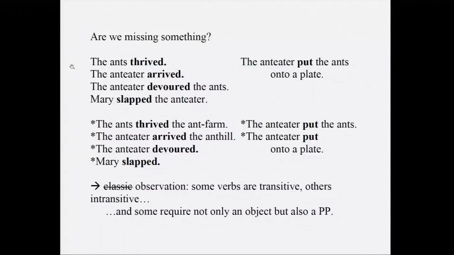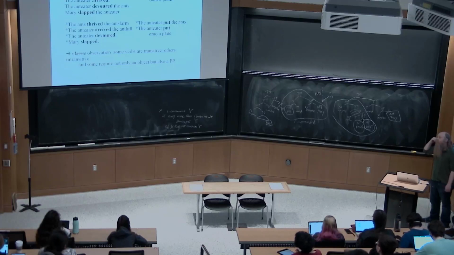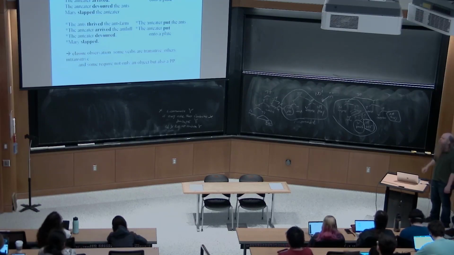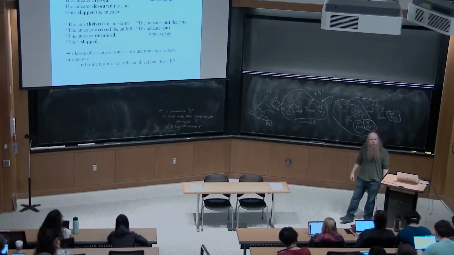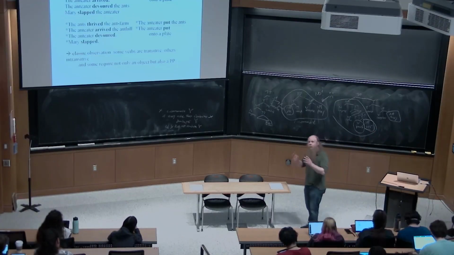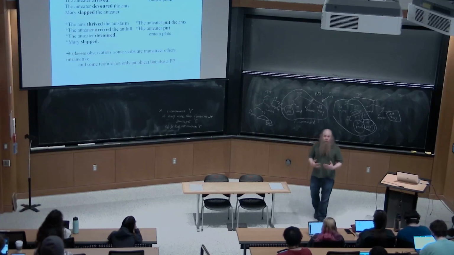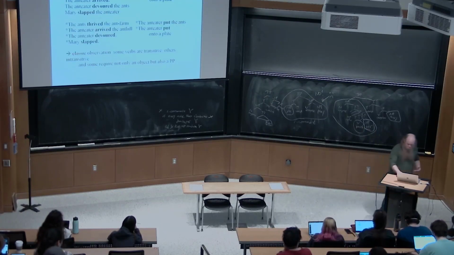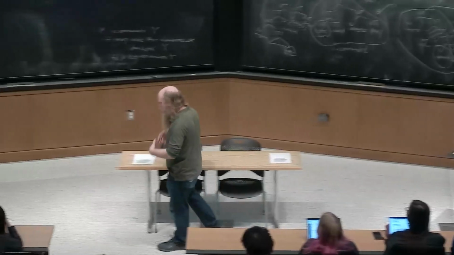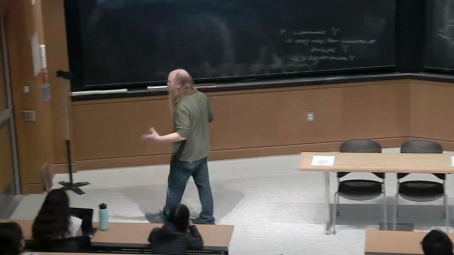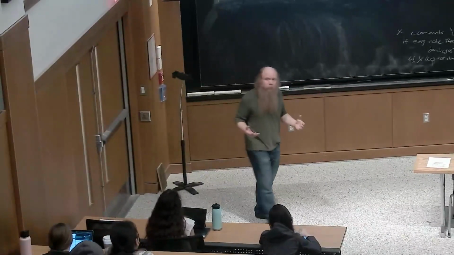So you can say the anteater put the ants onto a plate. This is a comparatively civilized anteater. But you can't leave out either the object or the prepositional phrase. You can't say the anteater put the ants. That's not a sentence. And you also cannot say the anteater put onto a plate. Also not a sentence. So put needs to combine with both an object and a prepositional phrase. Apparently, remember when we were talking about what we would need to state in our lexicon about each word or about each morpheme, if we're putting morphemes in our lexicon, which we were saying probably we should.